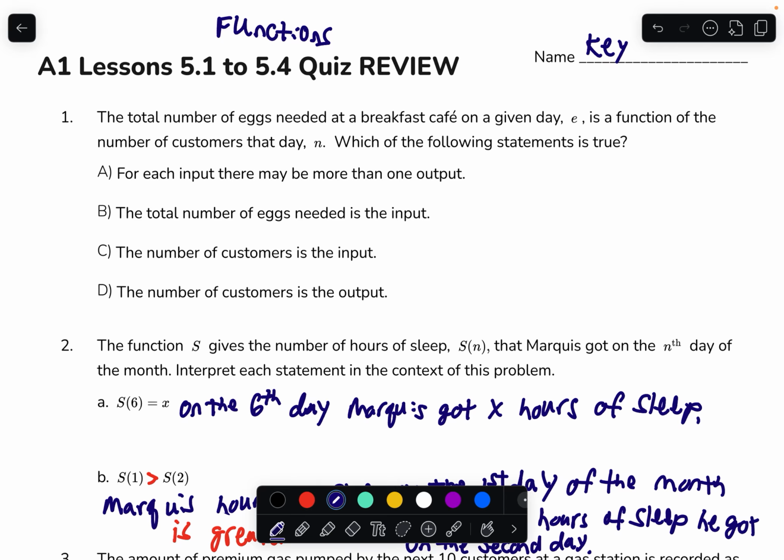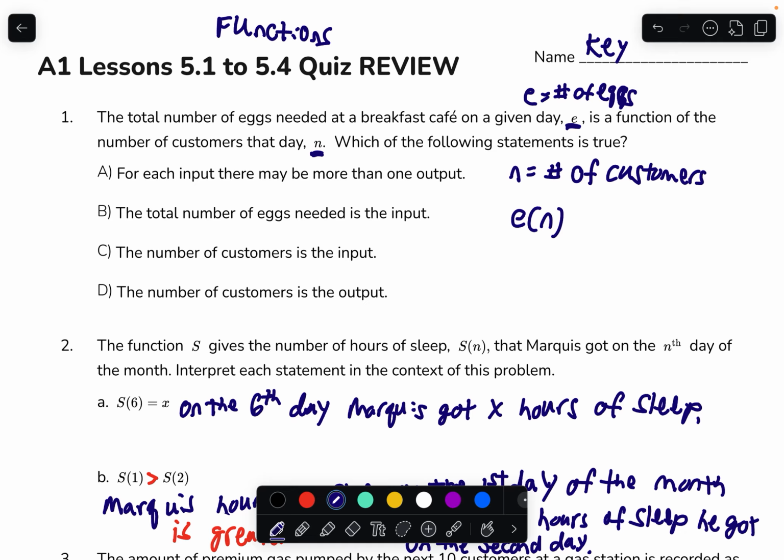First kind of question is going to be the total statement. The total number of eggs needed at a breakfast cafe on a given day, E, is a function of the number of customers that day, N. So E equals number of eggs, and N equals number of customers. E is a function of N. That's how it would be written.